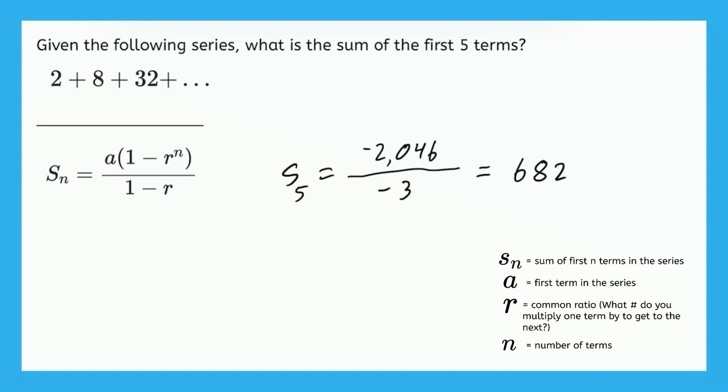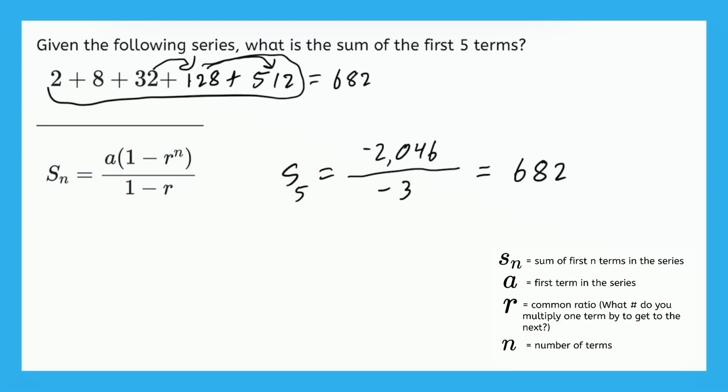That's the answer. Now, if this series had way more than 5 terms, it'd be difficult to check it manually, but because we have only 5, we could, if we want, say 32 times 4 is 128, and 128 times 4 is 512, and when you add up these 5 terms, you do in fact get 682. So we just verified that the sum is in fact 682 by checking it manually.